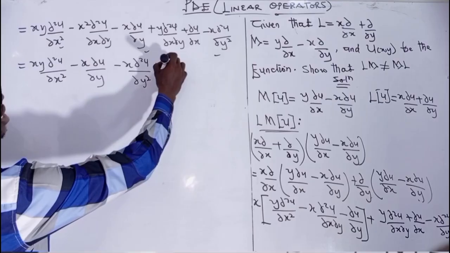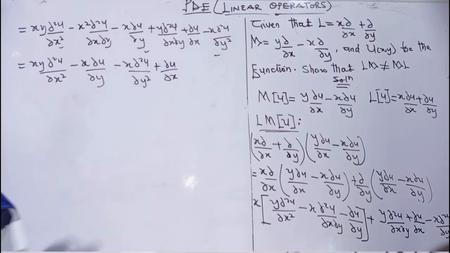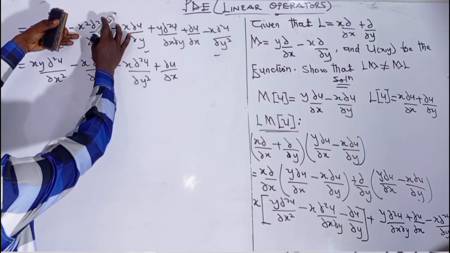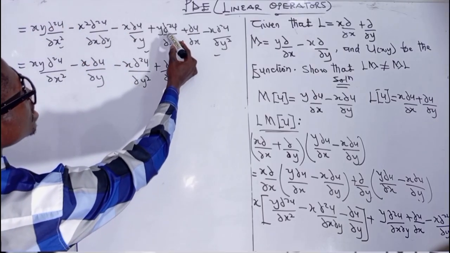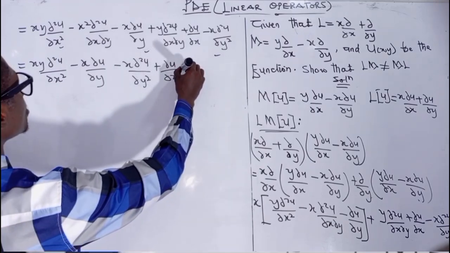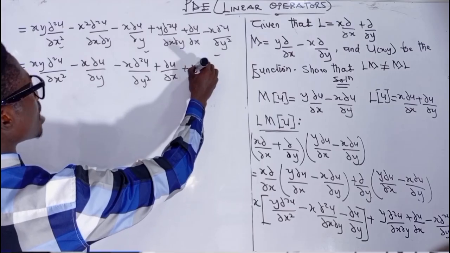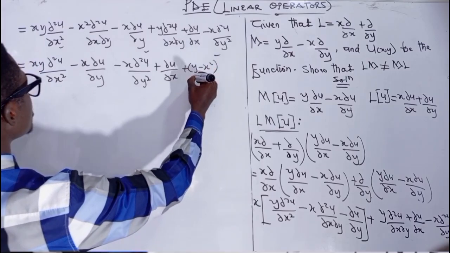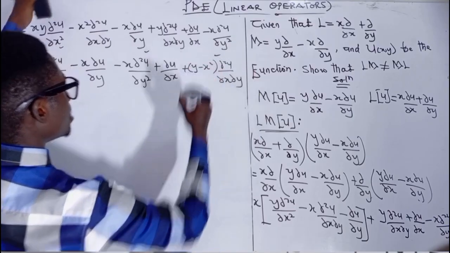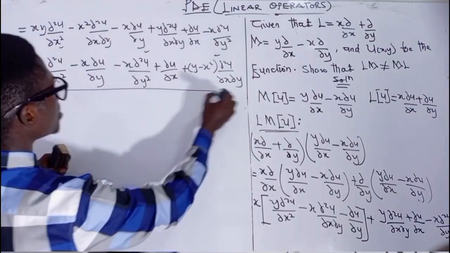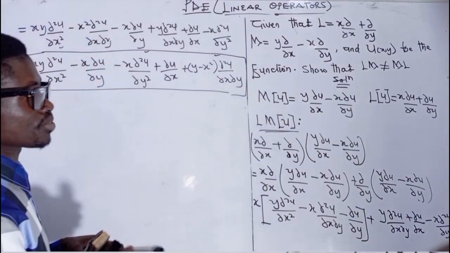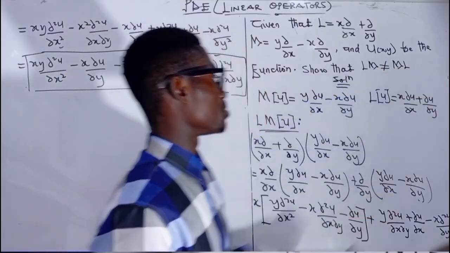Okay, let's add this plus ∂u/∂x. Then we add this and that. So with this, we have ∂²u/∂x∂y and ∂²u/∂x∂y. So we can factorize it out. So we can have plus (y minus x²) ∂²u/∂x∂y. This is for LMU.